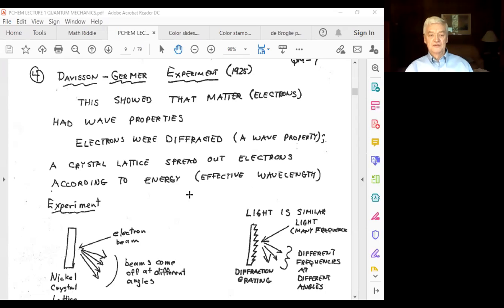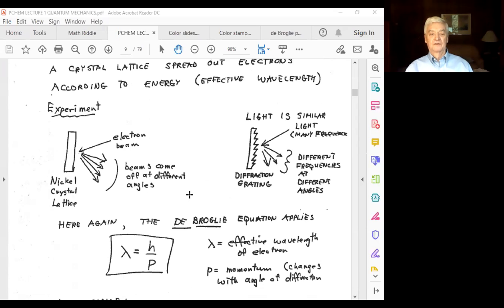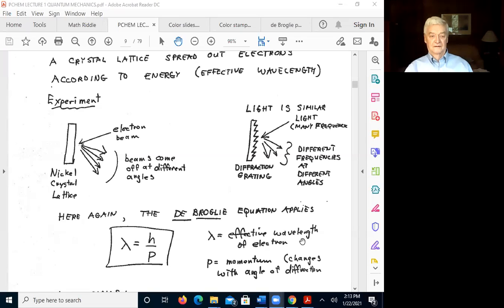I think I have a picture of the Davisson and Germer experiment, but I may need to go. Let me exit screen. And share screen again. That didn't work.